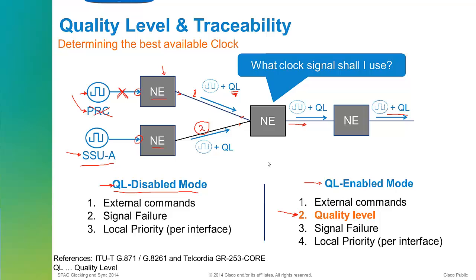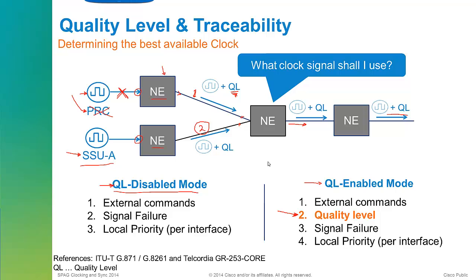Okay, so what this means, just underneath those lines, is just saying what is the order which it uses to determine which is the reference clock. So this is, if you like, the decision tree. In QL disable mode, you have external commands, like you can just say use A, use the north. Then 2, if the signal's not failed, use it. And then number 3, if it has 2 clocks and they're both working, then it'll pick whichever one you define as the higher priority.